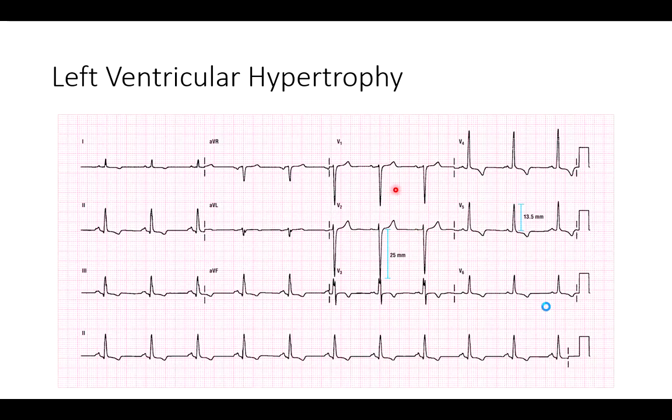So I look at V1 and V2, and I count the number of boxes in V1, and I count the number of boxes in V2. Looks like V2 is bigger. Let's just say that's 25. I count the number of boxes in V5, and I count the number of boxes in V6. Oh, looks like V5 is greater. So I take 25 plus 13.5. Is that greater than 35? Yes, it is. This would be meeting criteria, again, for left ventricular hypertrophy.